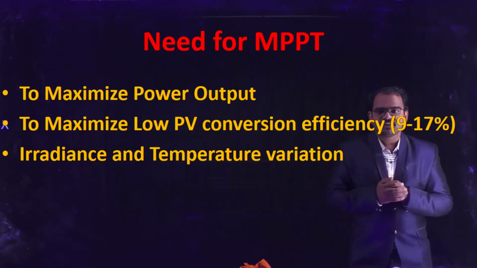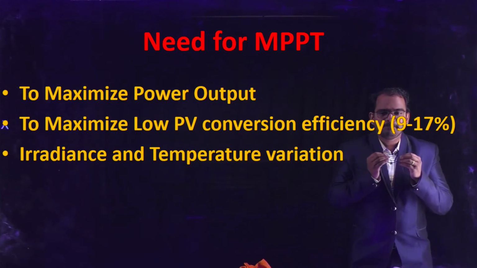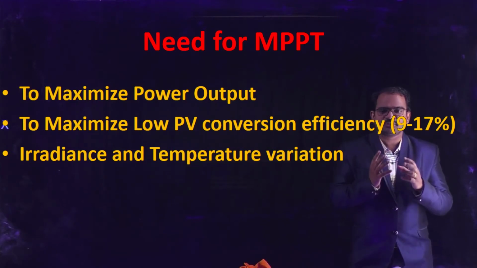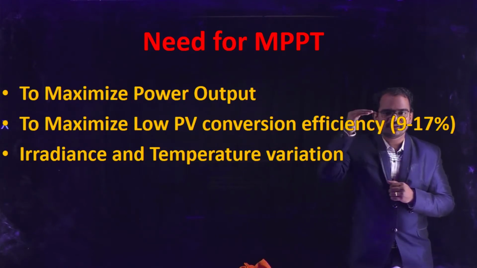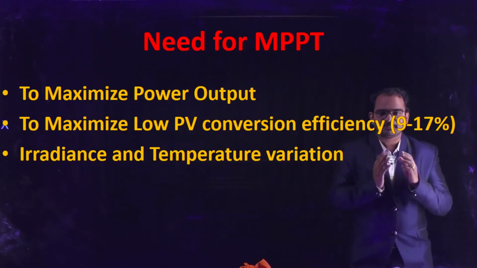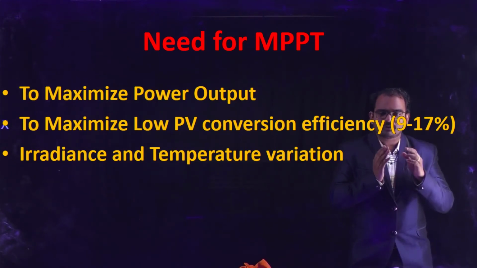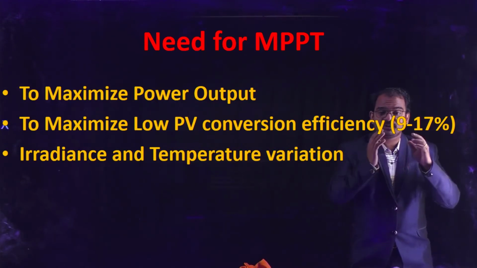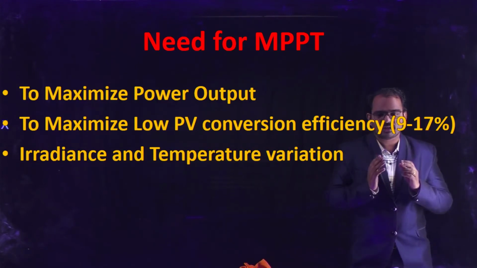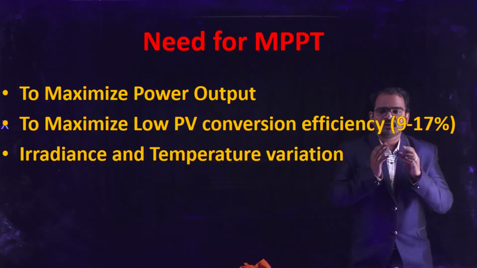The next advantage is to maximize the low PV conversion efficiency. Generally, the efficiency of the solar panels which we use in our day-to-day life is very low, in between 9 to 17%. So in order to improve this efficiency, we always use this MPPT tracker. By using this MPPT tracker, the power output is maximized. So what is efficiency? Output by input. For the same input, if the power output is increased, we call it an increase in efficiency. For the same power input, if the output is maximized, then the efficiency will also be increased. So to improve the low conversion efficiency of a solar panel, we use this MPPT tracking.